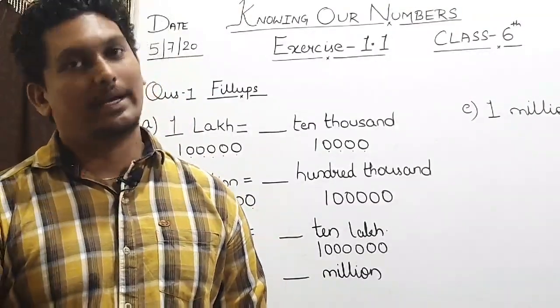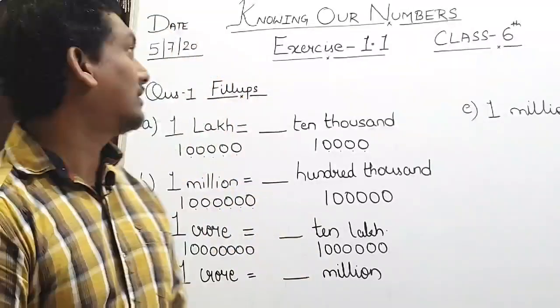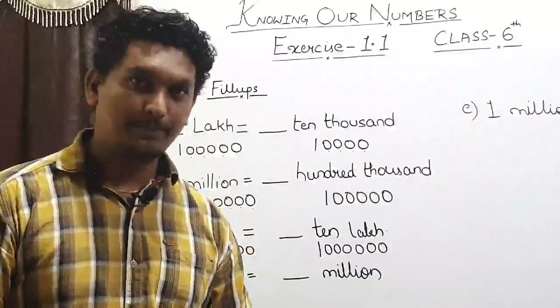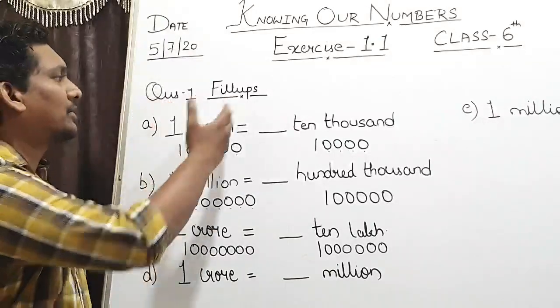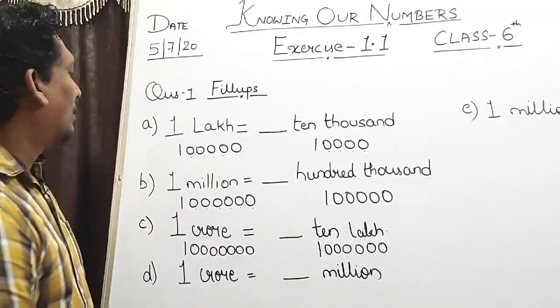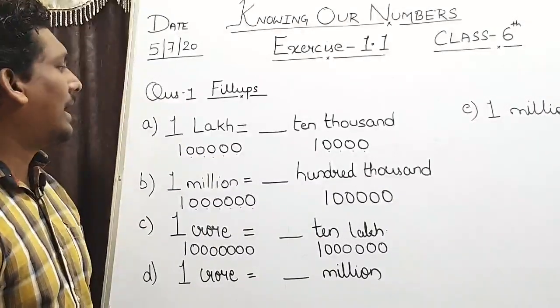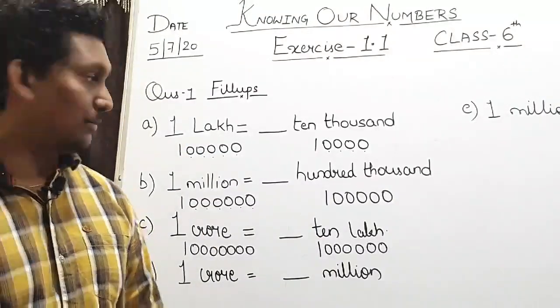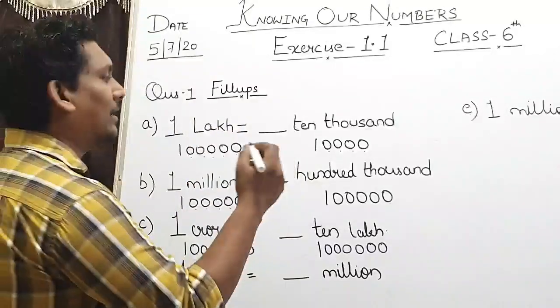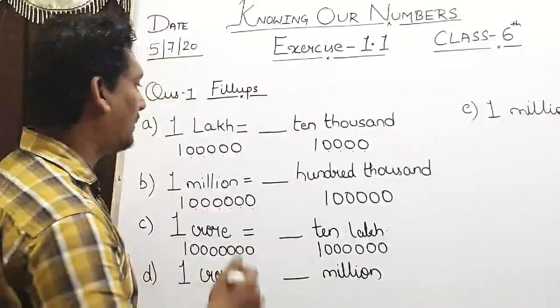Now we are going to start the exercise. Exercise 1.1. The first question is fill in the blanks. The first question is 1 lakh is equal to dash 10,000. How many 10,000s do we have to find out, right?